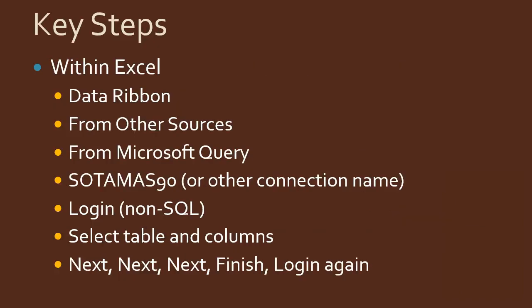The key steps to do this are from within Excel, go to Data, From Other Sources, From Microsoft Query, and select SOTA Mass 90. Log into your Sage company with your username and password. Find the table, and select the whole table or a few fields in the table and add them to the query. Then, Next, Next, Next, Finish. Log back into Sage and you're done. You may want to pause this video and make a note of these key steps for future reference.